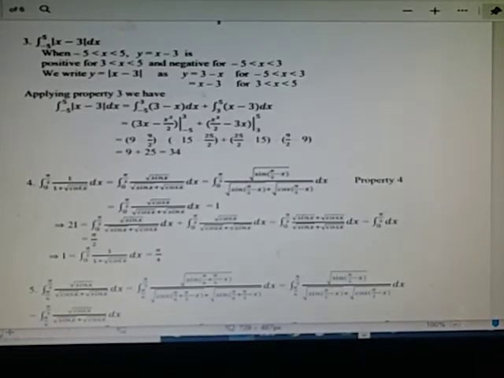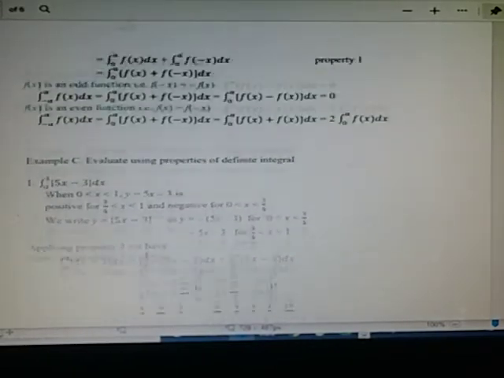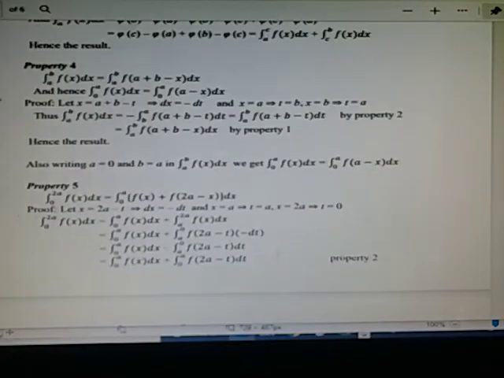Next, see problem number 4. In this problem we are applying property 4. So what was that property 4? You can see here, the integral from a to b of f(x) dx is equal to the integral from a to b of f of a plus b minus x, dx. So they are the same. So here you apply number 4.